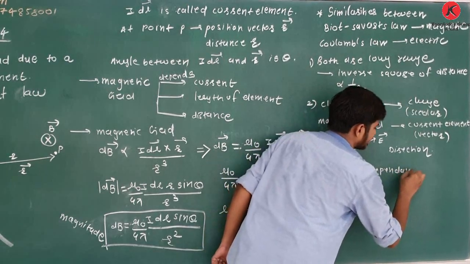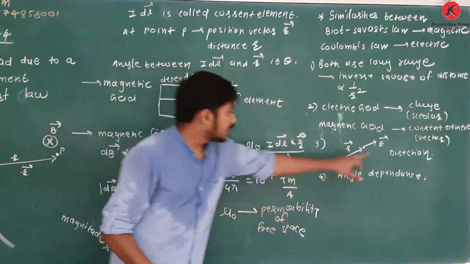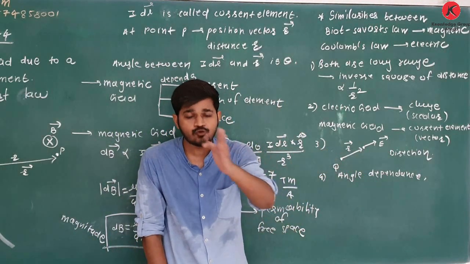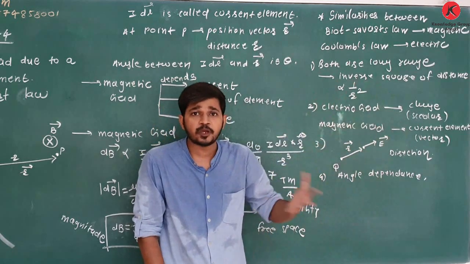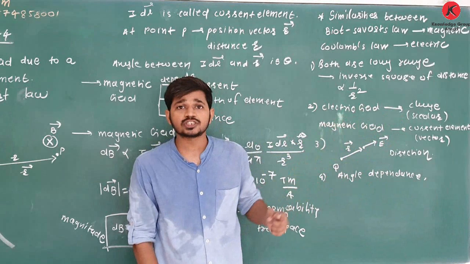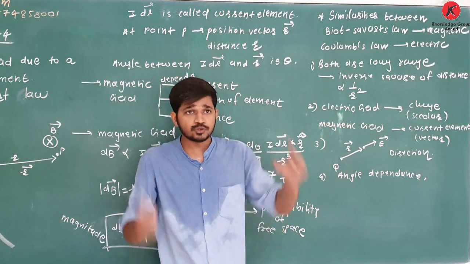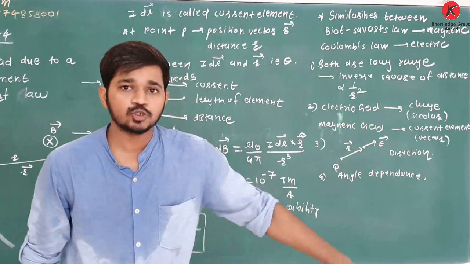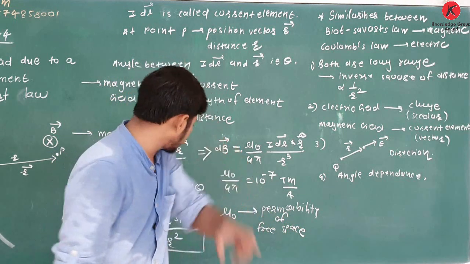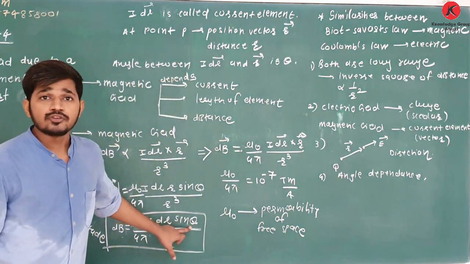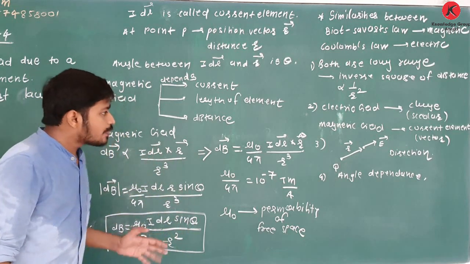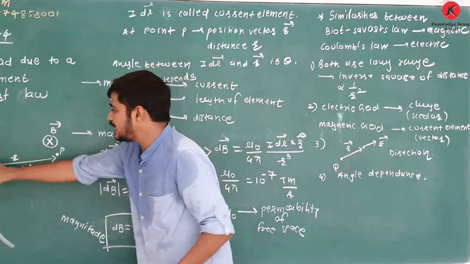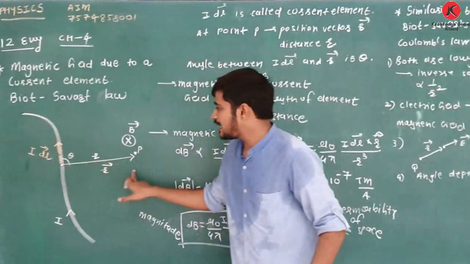Fourth one, angle dependence. What is the meaning of angle dependence? Remember the equation of electric field? Due to a point charge, E is equal to kQ upon r square. Due to a number of point charges, due to a long straight wire, due to a shell, due to an infinite plane sheet, due to a conductor, in each and every equation there is no theta. But in the equation of magnetic field, yes, there is theta. So according to Biot-Savart's law, magnetic field depends on the angle between I dl and r.